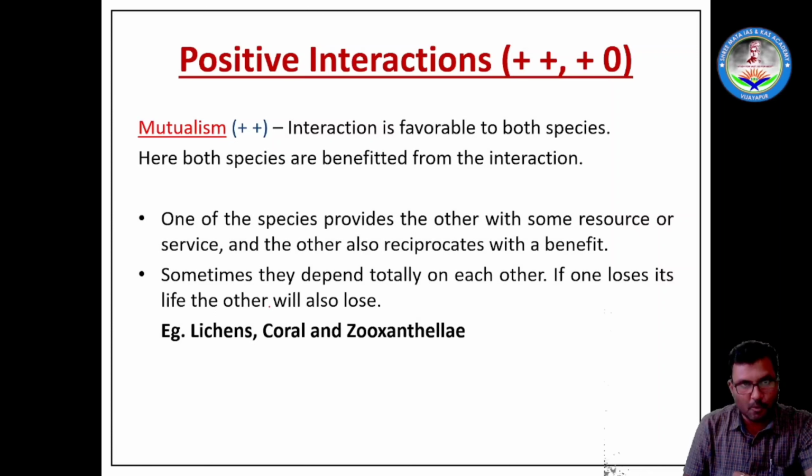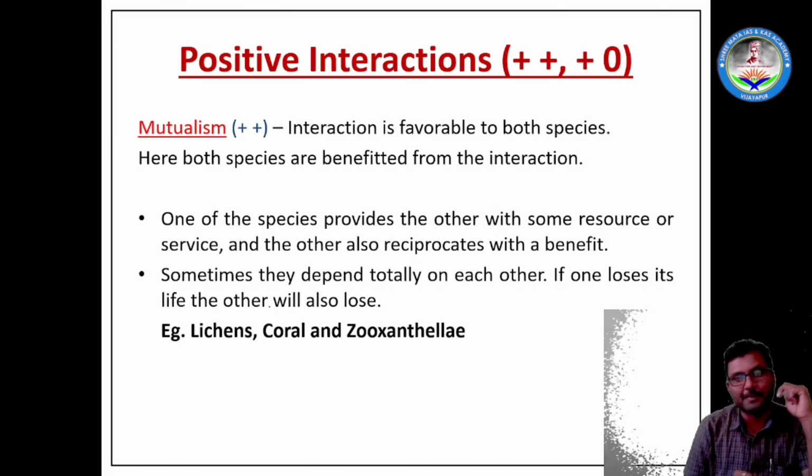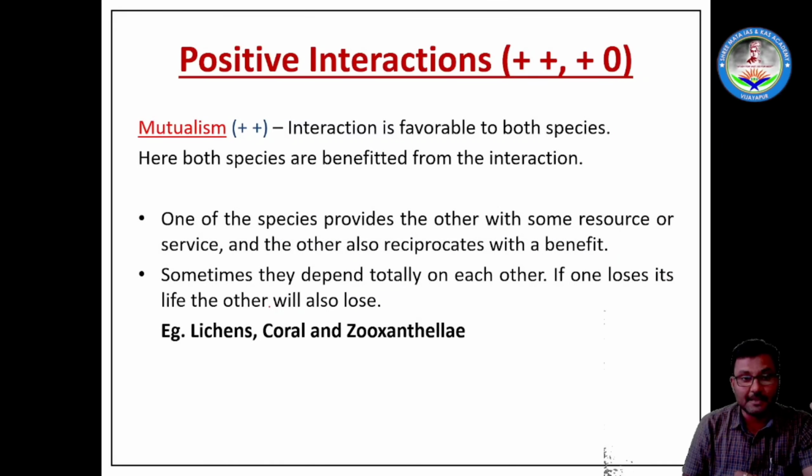Before starting, I have given the codes here: plus, minus, 0. There are three signs. Plus means one is getting benefited by the other. Minus means one is being harmed by others. 0 means neither benefit nor harm. Plus means positive, minus means negative, 0 means neither harmed nor benefited. So that's the sign you have to understand.